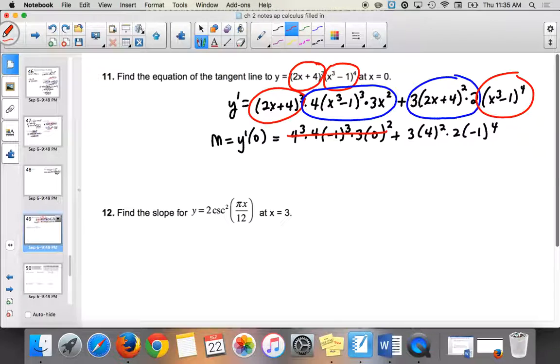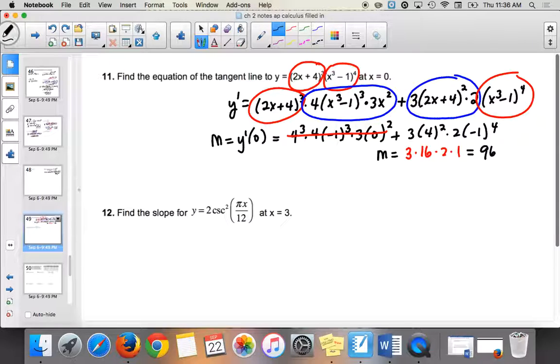And the second part is going to be negative 1 to the 4th is 1, 4 squared is 16, so I have 3 times 16 times 2 times 1. Anybody know what that is? It's 96. So your slope is 96.